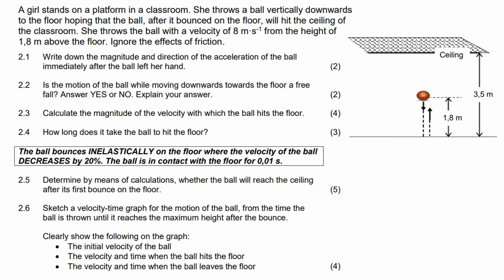A girl stands on a platform in a classroom and she throws a ball vertically downwards to the floor, hoping that the ball, after it bounces, will hit the ceiling. Okay, so let me try explain. We've got a girl standing in a classroom, and she's standing on a platform. She's going to throw this ball down, and she's hoping that when the ball bounces back up, it can go up to the ceiling.